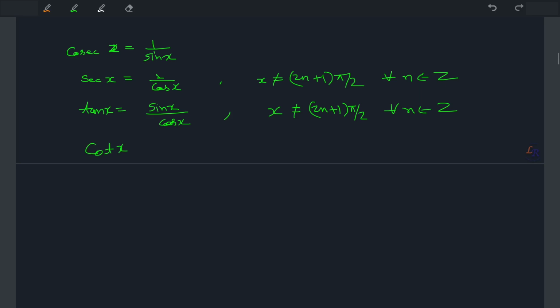We also have cot x. It is defined as 1 upon tan x, which you can write as cos x by sin x. Here sin x is below, so it should not have a 0 value, because for that it is not defined. It means that x should not be an integral multiple of pi, where n is an element of Z again.